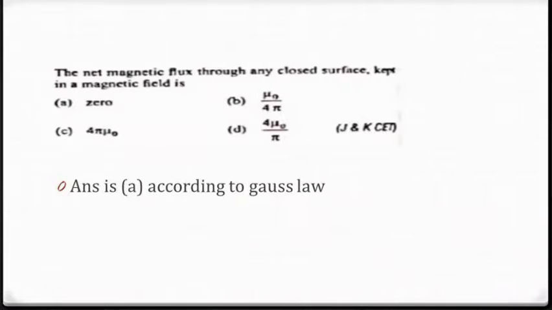Now let's focus on a problem based on the Gauss law. The net magnetic flux through any closed surface kept in a magnetic field is A, 0; B, mu 0 by 4 pi; C, 4 pi mu 0; D, 4 mu 0 by pi. And the answer is, according to Gauss law, the net magnetic flux through any closed surface is 0. Therefore, option A is the right answer.